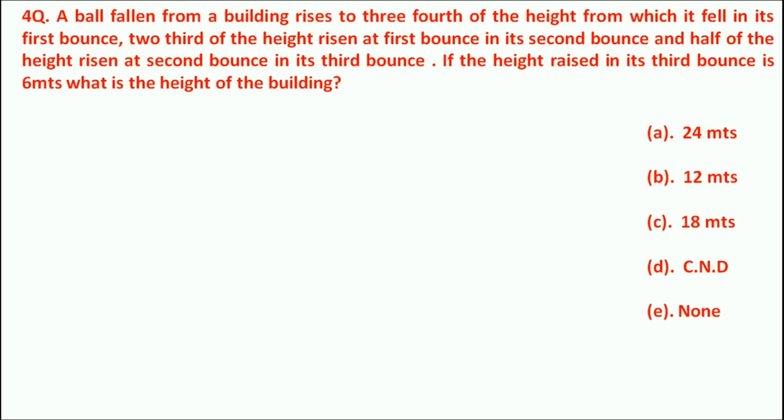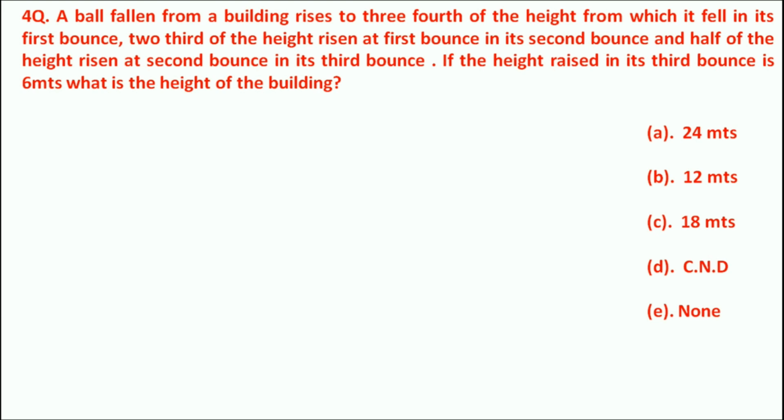A ball fallen from a building rises to 3/4 of the height from which it fell in its first bounce. In its second bounce it rises 2/3 of the height risen at the first bounce. And in its third bounce it rises half of the height risen at the second bounce. If the height raised in its third bounce is 6 meters, what is the height of the building?